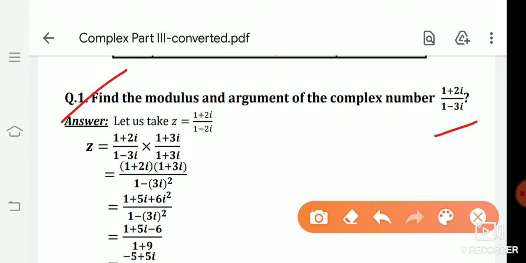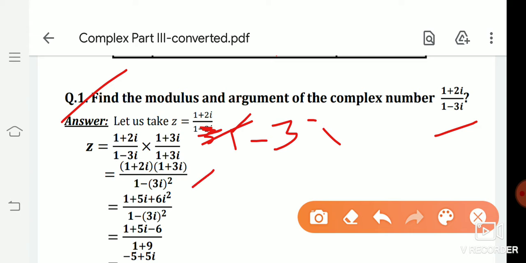So what we have to do, we have to take z equal to 1 plus 2i divided by 1 minus 3i. Correction, in the denominator it will be minus 3i. Okay, 1 minus 3i in the denominator. So what is our first step? Our first step is to rationalize this, so that in the denominator we do not get any complex part. For that purpose we will multiply the denominator and numerator by 1 plus 3i.